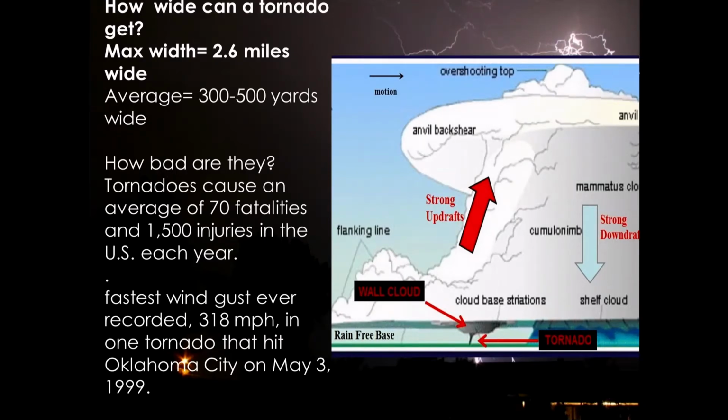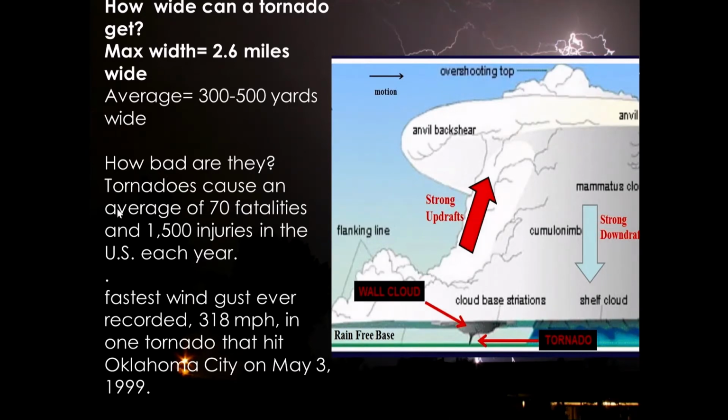And how bad are they? Well, they're pretty bad. Not as damaging as a hurricane, but they can still cause a lot of fatalities and a lot of injuries every year, and a lot of damage. I think in the last 40 years, severe storms have caused something like $250 billion in damage over the last 40 years in the U.S. So very damaging things. Not as much as hurricanes, but still quite damaging.